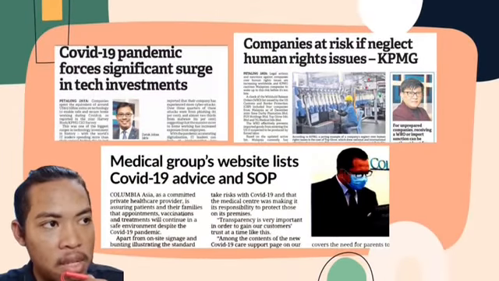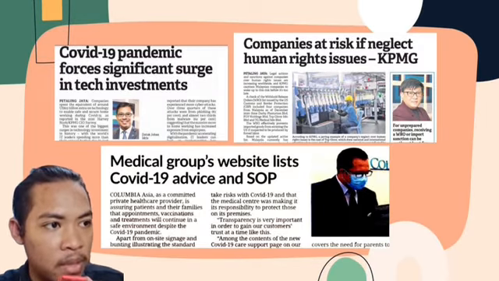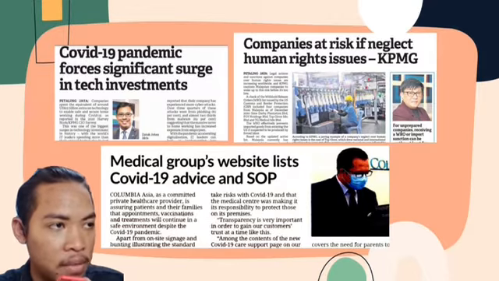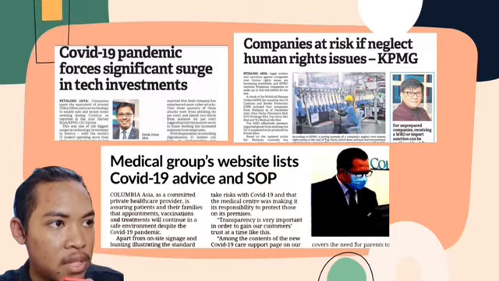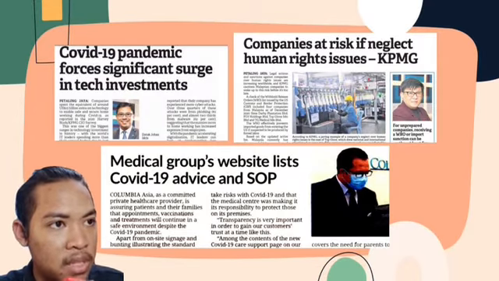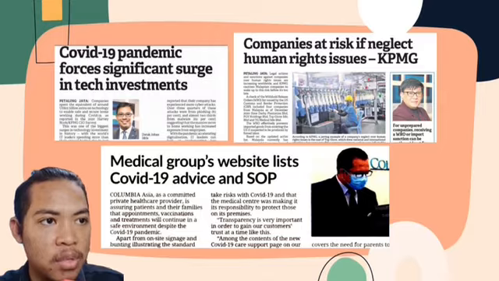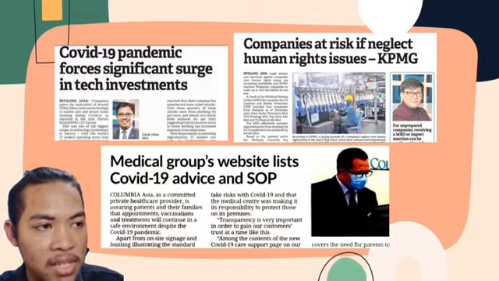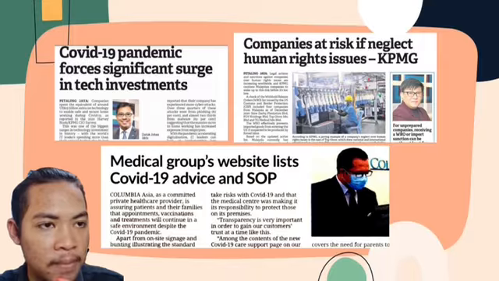Next, for my part, is an article from a newspaper about COVID-19. First, we can see the COVID-19 pandemic caused a significant surge in tech investment. Second, the article shows companies are at risk if they neglect human rights issues. Lastly, the content is a medical group website listing COVID-19 advice and SOP.